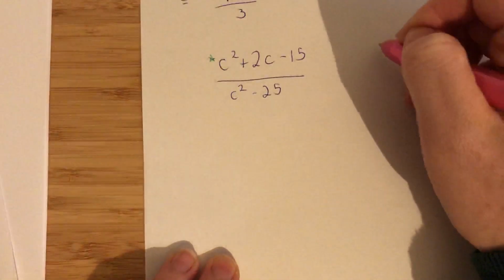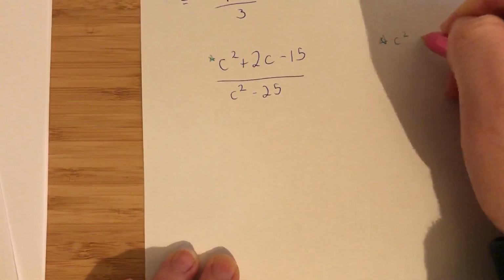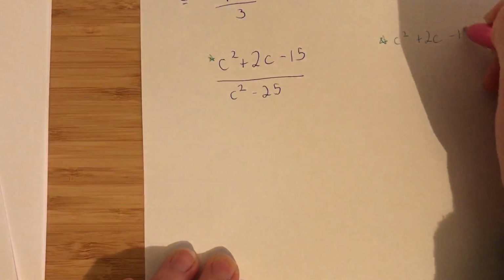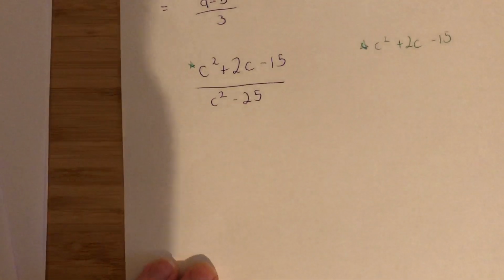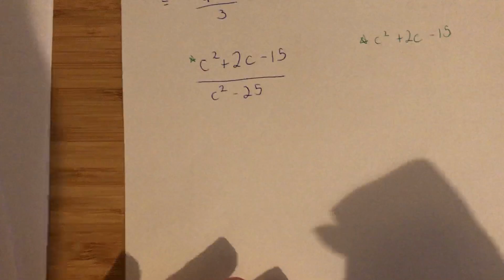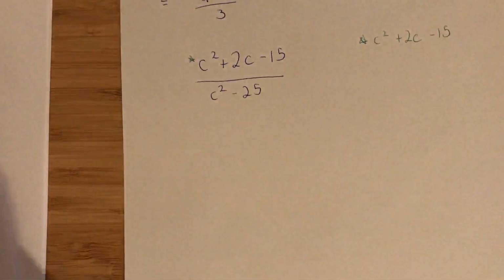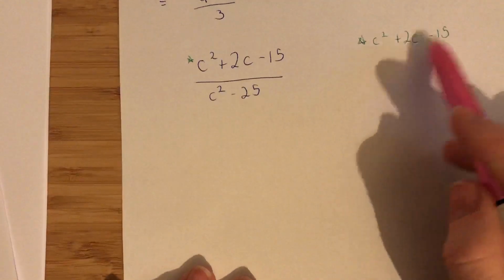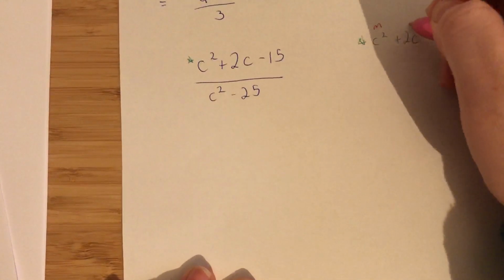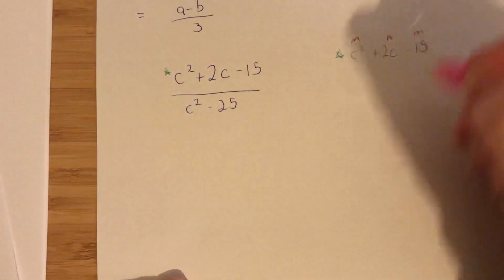And we're going to factorise that. So we have c squared plus 2c minus 15. Is there a highest common factor? No. Is it a difference of two squares? No, so instead it's a trinomial. We have a squared term, the c and the constant. So we put multiply, add, multiply.